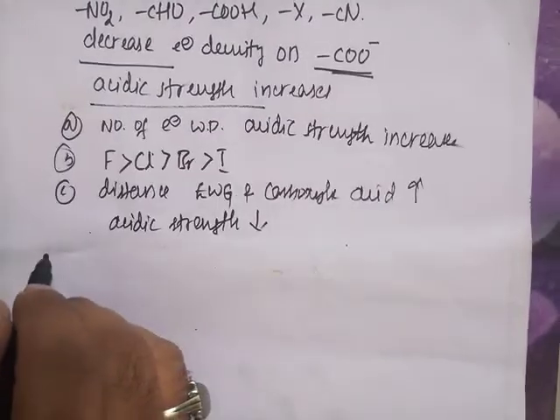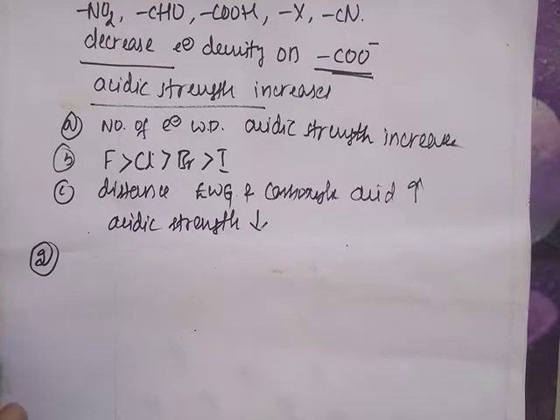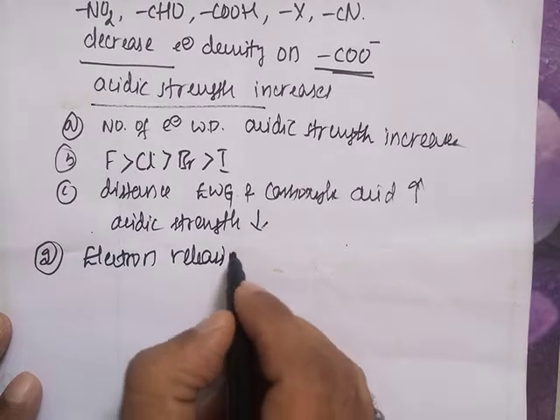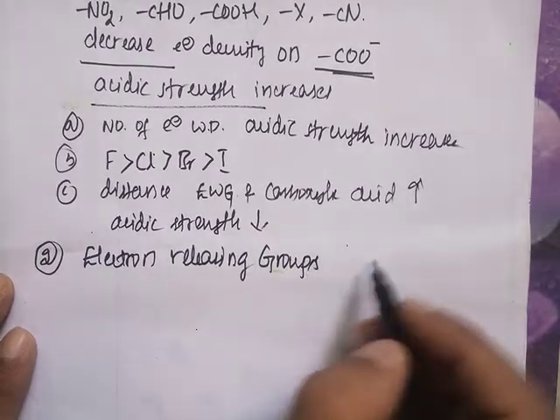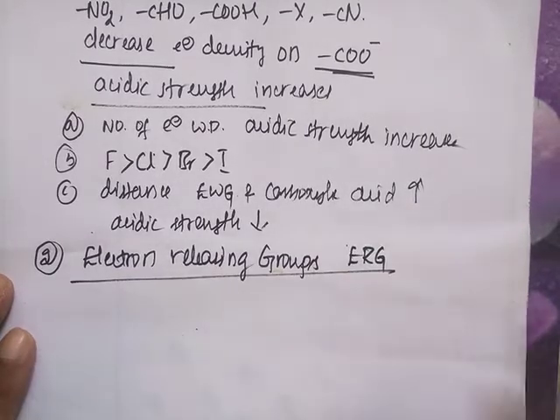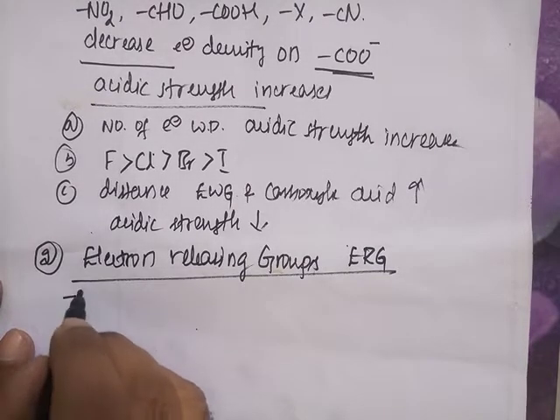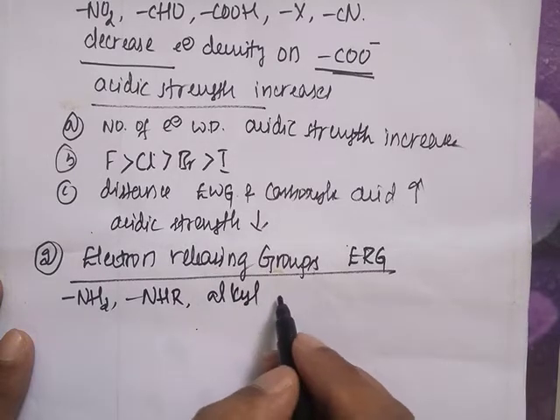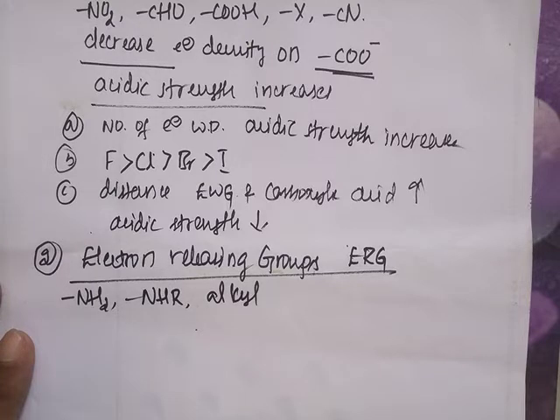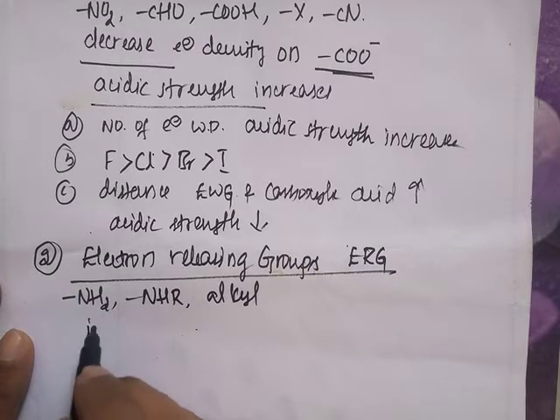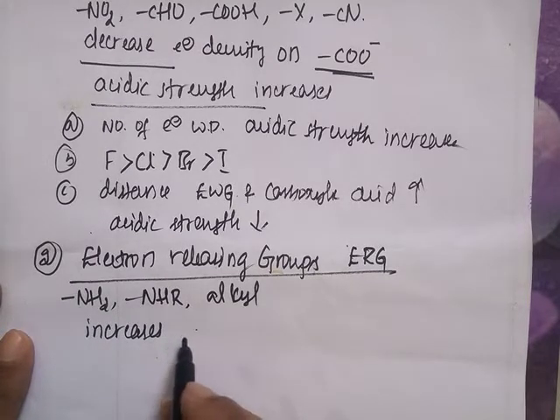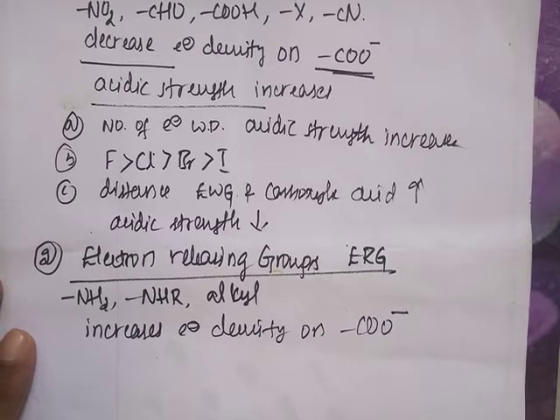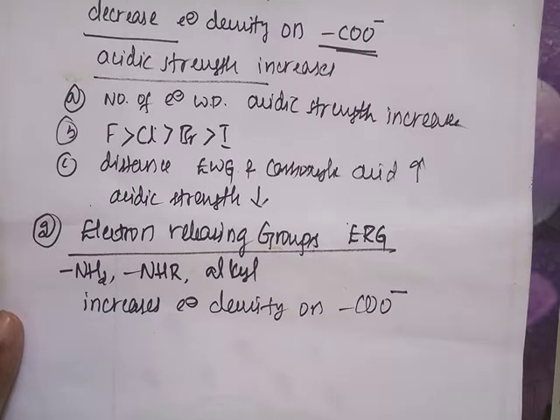Next, let us see the second factor which affects the acidic strength of carboxylic acids: electron releasing groups. Electron releasing groups are like NH2, NHR, or alkyl groups. Alkyl groups present in the carboxylic acid increase the electron density on the carboxylate ion by donating the electrons.